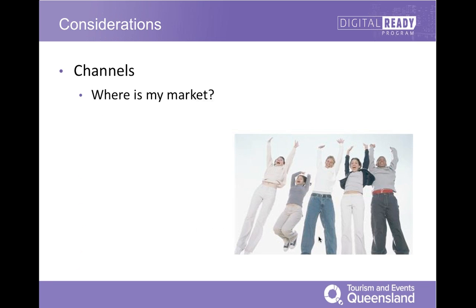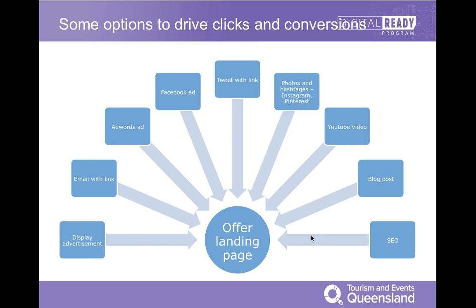So think to yourself, whereabouts are they? Where do I need to be where they are? And list those as part of your plan. And the whole point of being online is that things work complementary to each other. So I would not just do one thing in isolation. You don't have to do all of the things I've got here on my diagram. I've got a display ad. You could send out an email with a link.